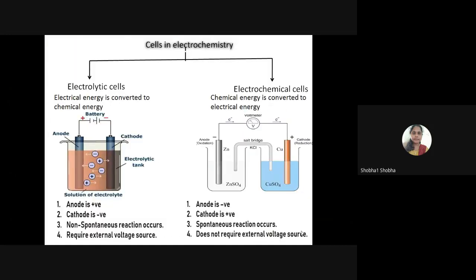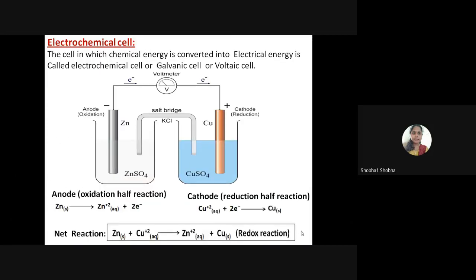And I explained that there are two different cells in electrochemistry, the electrolytic cell and the electrochemical cell, right? Okay, we will continue with the electrochemical cell. Actually, I have completed even this, it's just a repetition for you. An electrochemical cell is the one in which chemical energy is converted into electrical energy. This is called an electrochemical cell or galvanic cell or voltaic cell. Any one is one and the same, whichever word you find.